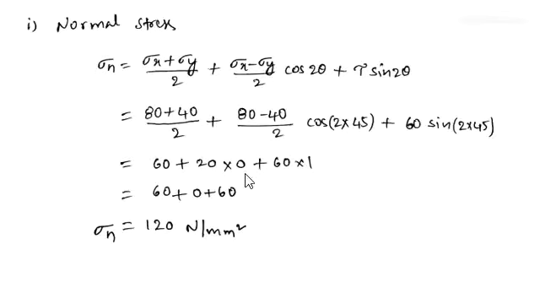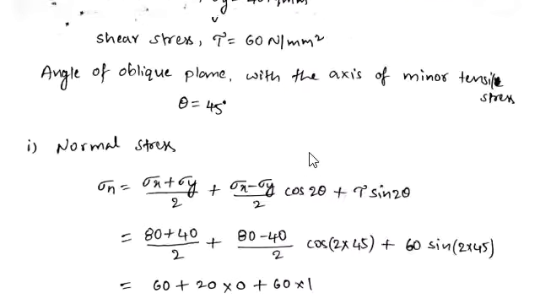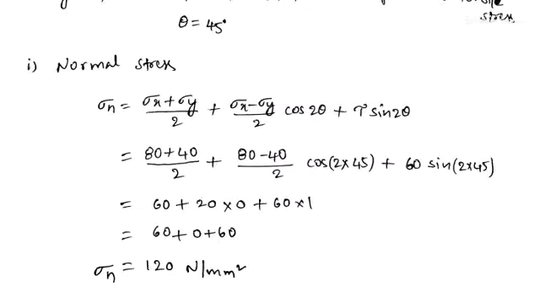So cos 90 will be 0. So 20 into 0, plus 60 into sine 90 is 1, so 60 into 1. When you simplify this, the middle term is 0. So 60 plus 60 will get 120. So the normal stress on this oblique plane will be 120 Newton per mm square.